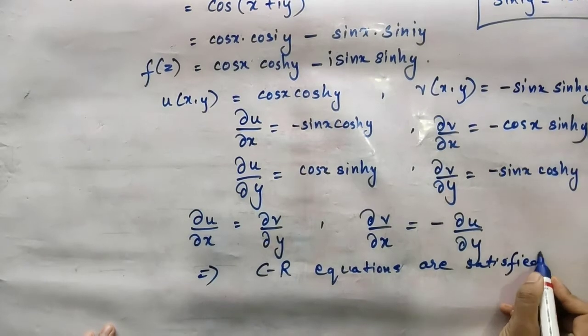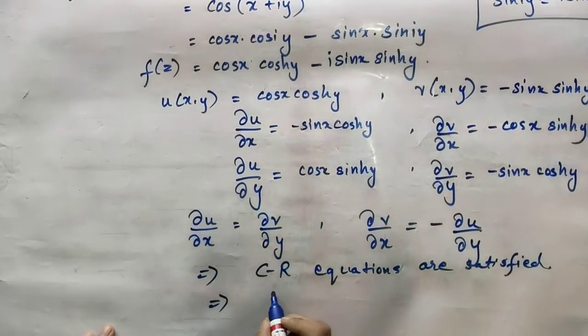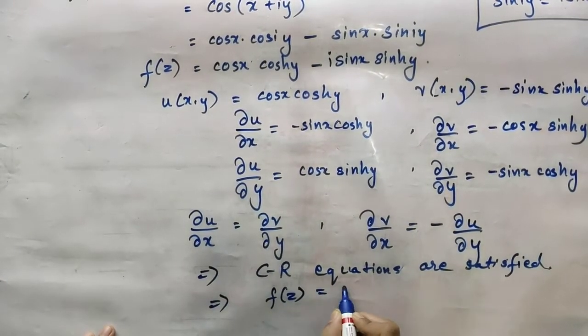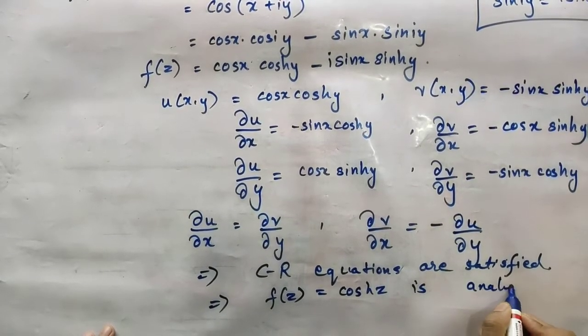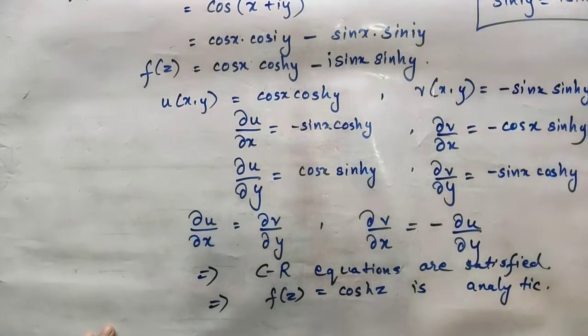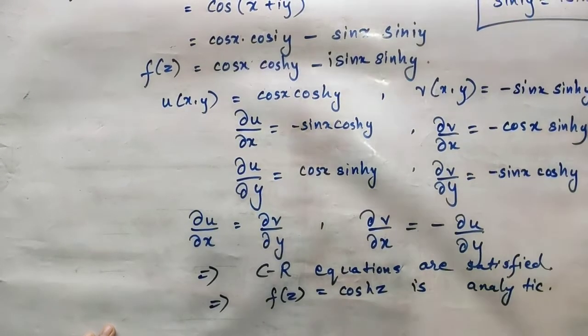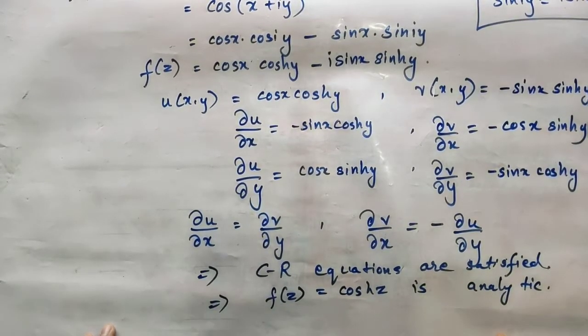Now when they are satisfied, what do you conclude from it? Definitely your given function f of z is equal to cos hyperbolic z is analytic. The other term for analytic is nothing but differentiable. So if it is differentiable, what should be its derivative?